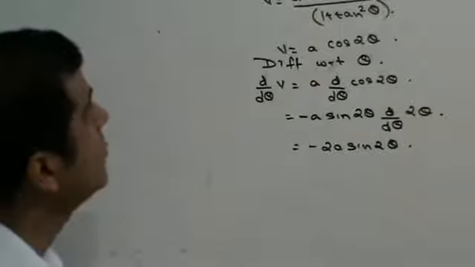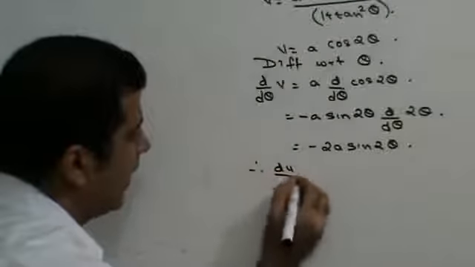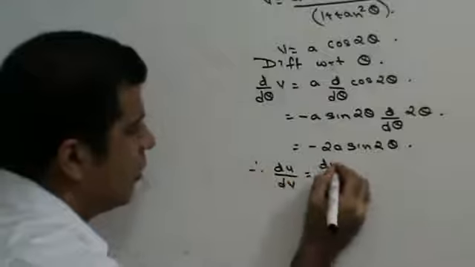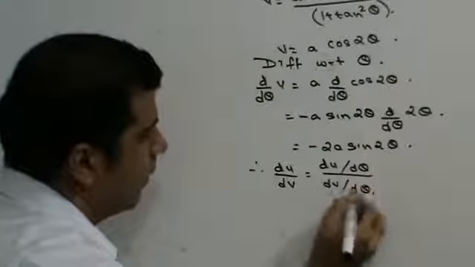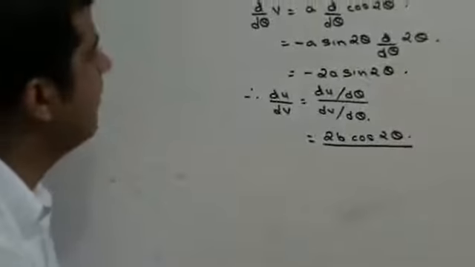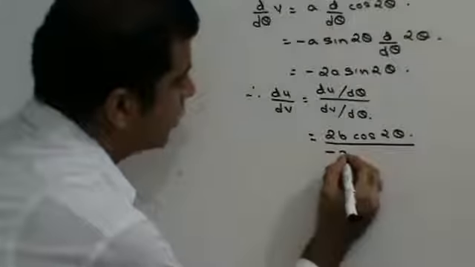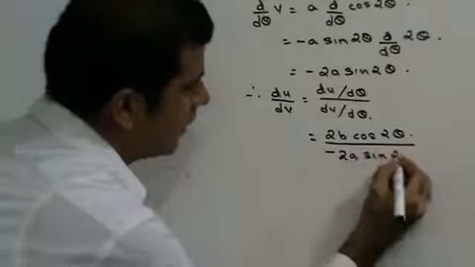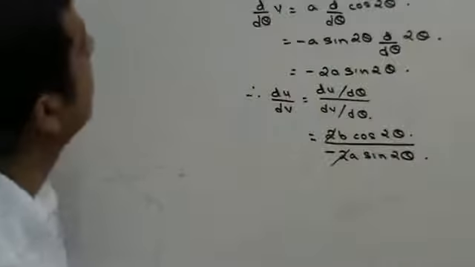They have asked you to differentiate the first term with respect to the second term. Therefore, du by dv is du by d theta upon dv by d theta. Du by d theta you found out as 2b cos 2 theta upon dv by d theta, which we found out as minus 2a sin 2 theta. Right? This and this get cancelled.